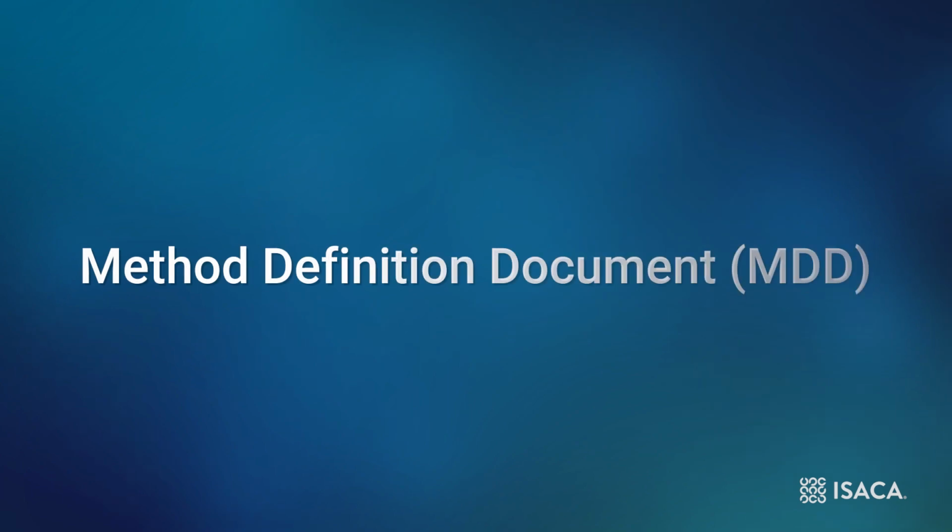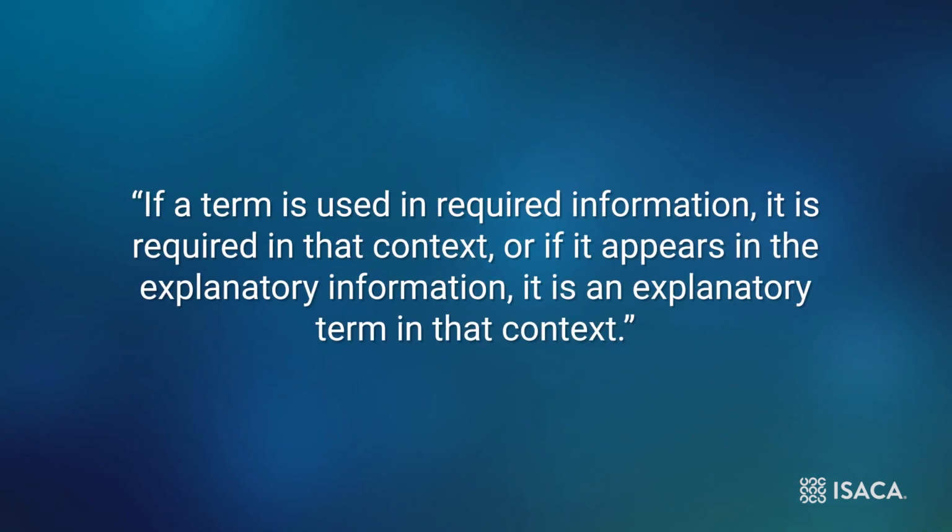Terms appearing in the CMMI glossary take on the characteristics of the content where they appear in the model or method definition document, MDD. For example, if a term is used in required information, it is required in that context. Or if it appears in the explanatory information, it is an explanatory term in that context.